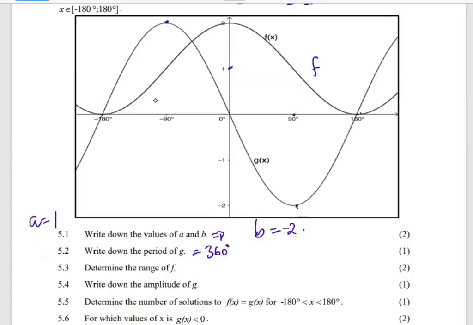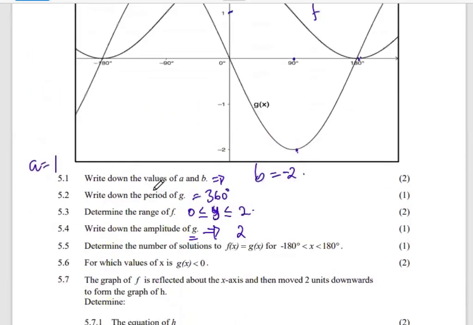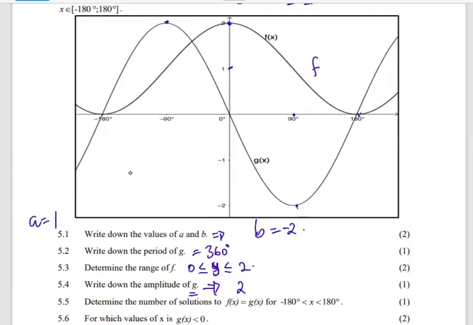And then they want us to write the range of f. So with f, we are seeing that the maximum is a 2, the minimum is a 0. So we're going to say 0 is less or equal to y, less or equal to positive 2. The amplitude of g, we said is going to be a 2. Amplitude, remember the displacement must always be positive. So that is a 2. And then determine the number of solutions where f of x is equal to g of x. Number of solutions is how many points the two graphs are meeting. This is point number 1, point number 2, point number 3. So we have 3 solutions.